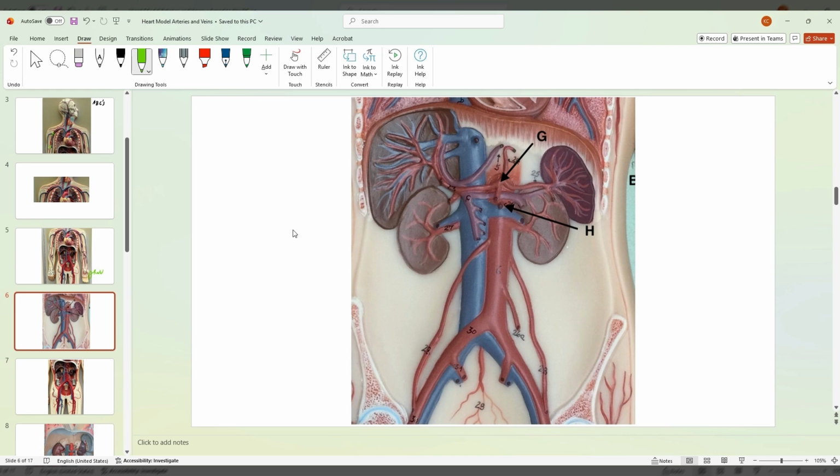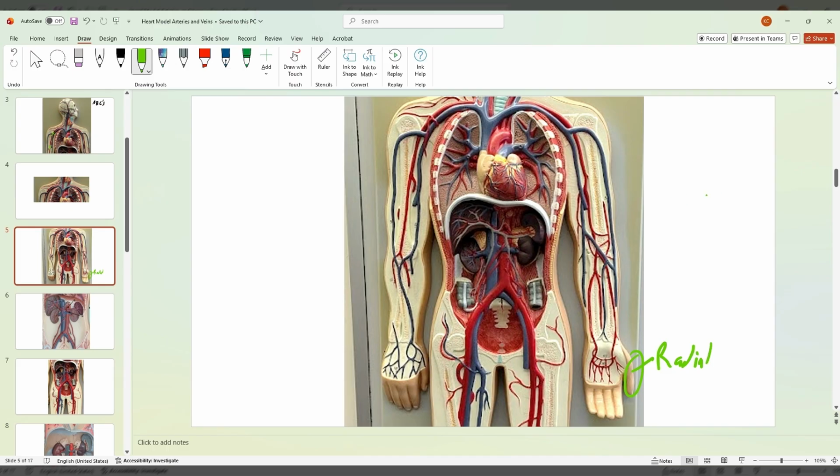Now, as we go down to the next model, I'll actually go back up for just a second. You'll see that there's a little arch here. That little arch there is actually the diaphragm, a dome-shaped structure. Just very quickly, if I say identify the organ, left kidney; identify the organ, right kidney; identify the organ, liver; identify the organ, spleen.